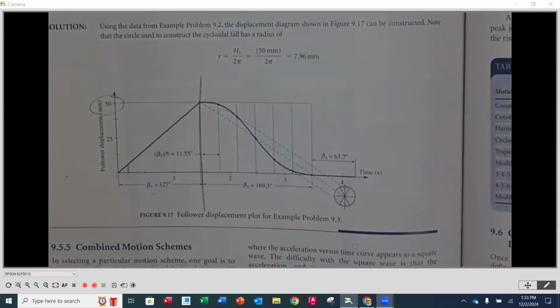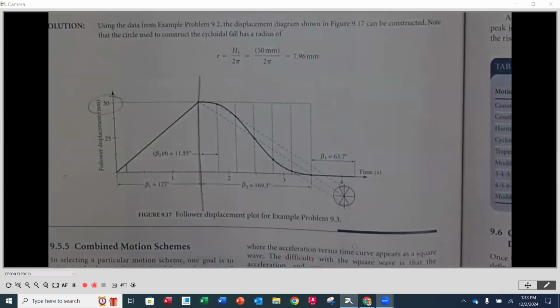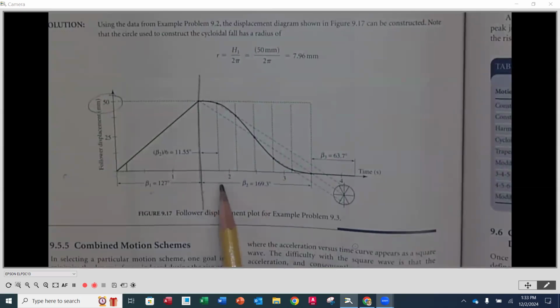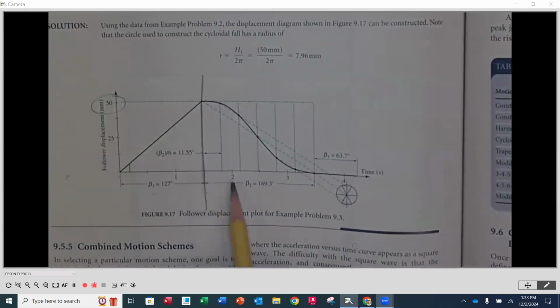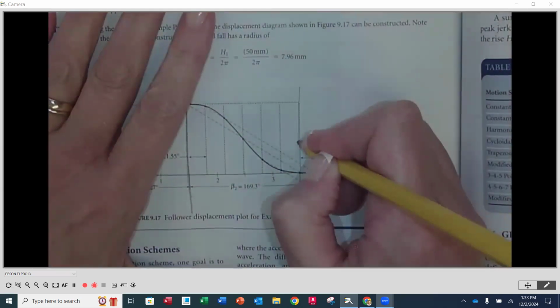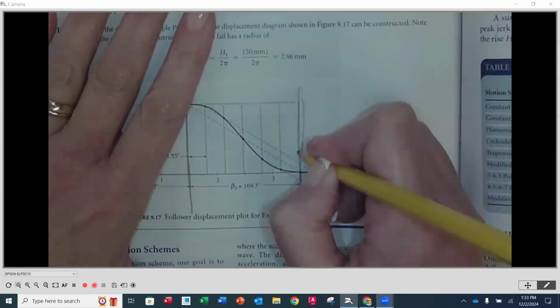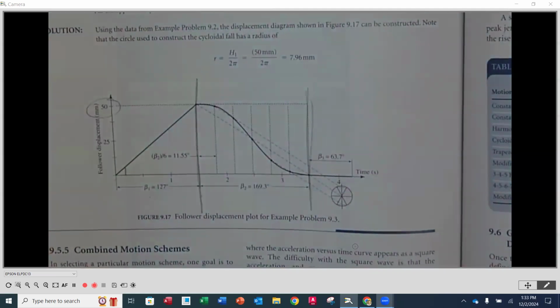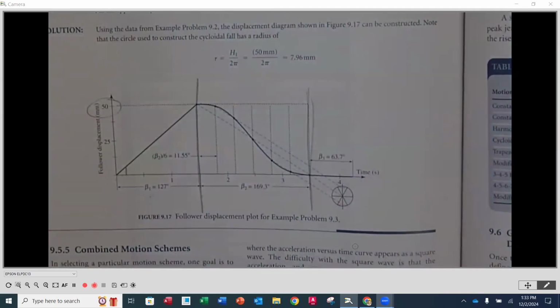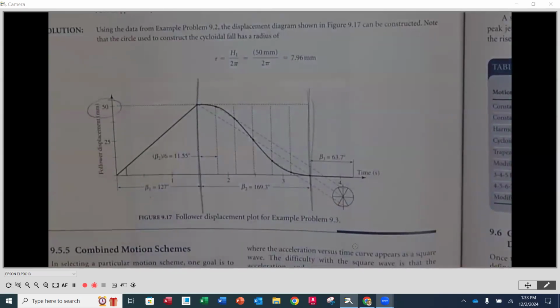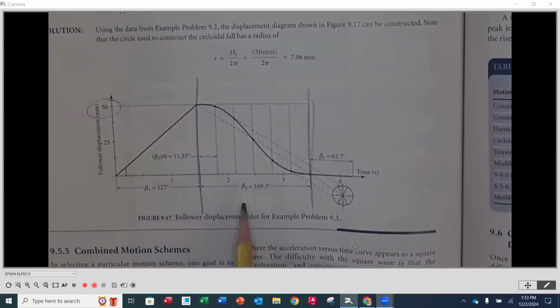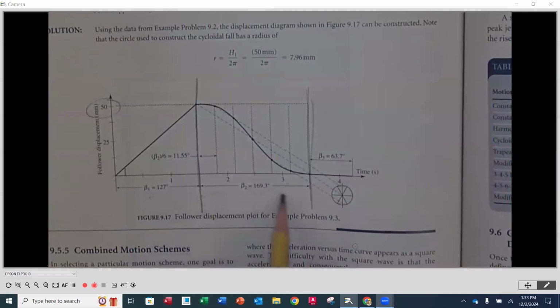Then immediately after that, you're going to go into your cycloidal motion for the fall. Now the cycloidal motion has to occur, I think that was in 2 seconds, which is going to then be, in this case, 169.3 degrees. And again, this section is going to be just the cycloidal from here to here. So you're going to take however many millimeters are in 1 degree, multiply that by 169.3, and that'll be the length that this is, okay?